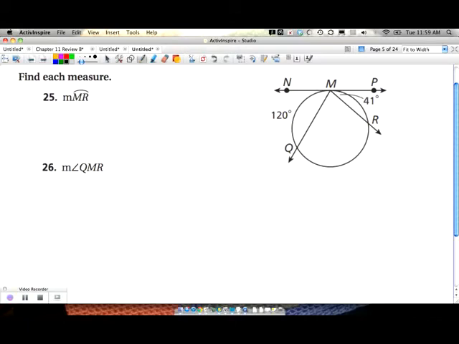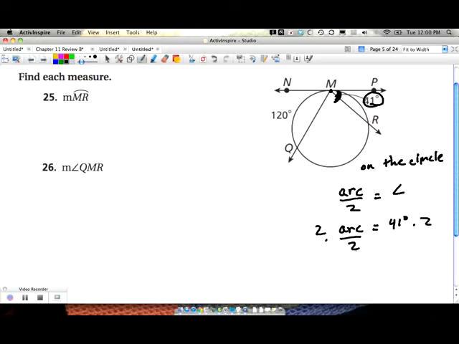It says find measure of arc MR. MR is going to be this arc here. Now this arc comes from this angle, which is 41 degrees. And we know that the arc divided by 2 is the angle if our vertex is on the circle, because we're looking at inscribed angles. So that arc divided by 2 is going to be 41 degrees. Got to get rid of this 2 in order to solve for just the arc. So we have that the arc is going to be 82 degrees. So the measure of arc MR is 82 degrees.